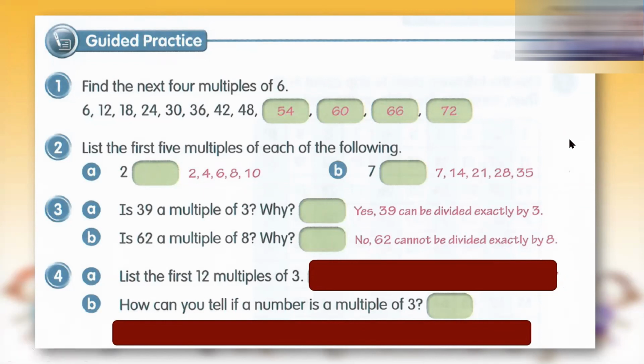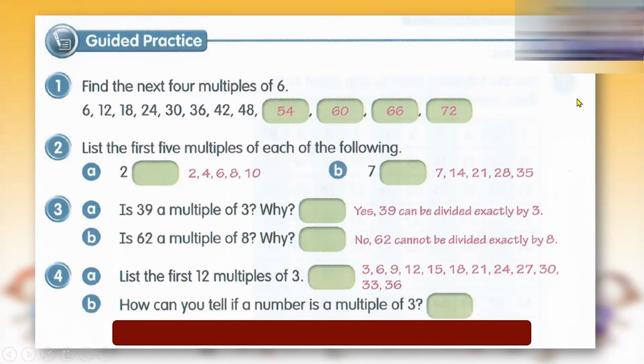First 12. So 3, 6, 9, 12, 15, 18, 21, 24, 27, 30, 33, and 36. Very good.